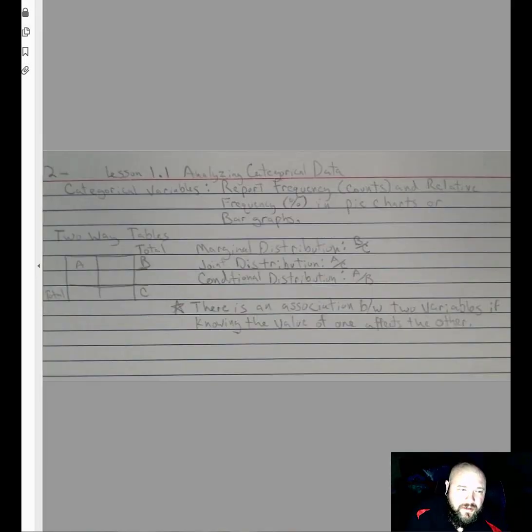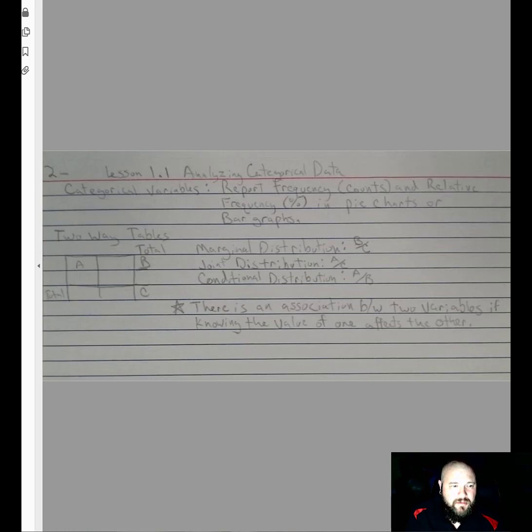Alright guys, we're going to start out with dealing with 1.1 for analyzing categorical data. With this, you can see categorical variables starting out right here. This shows that we can report frequency in counts and relative frequency as a percentage, and pie charts or bar graphs. Everybody's probably got a pretty good understanding of what those are and how they play out.